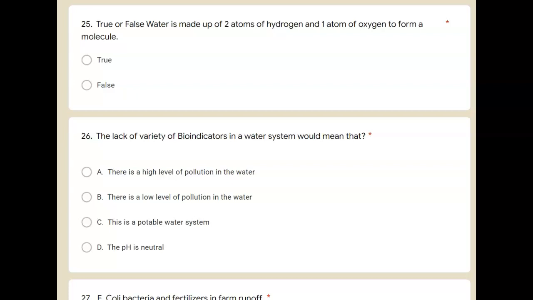Number 26. The lack of variety of bioindicators in a water system would mean that A. There is a high level of pollution in the water. B. There is a low level of pollution in the water. C. This is a potable water system. Or D. The pH is neutral.